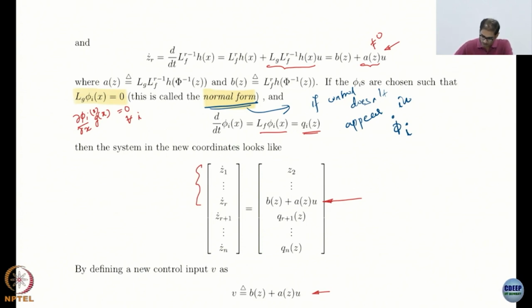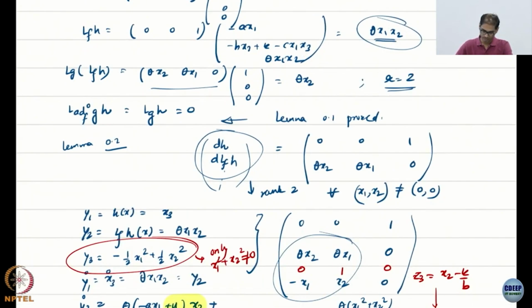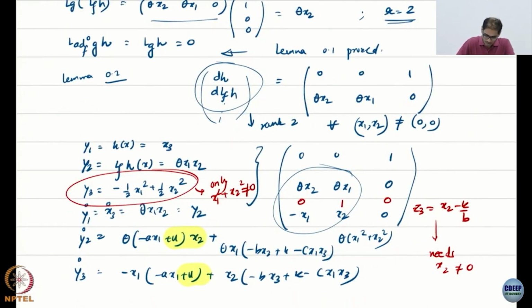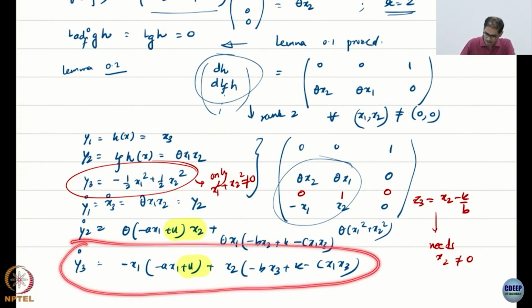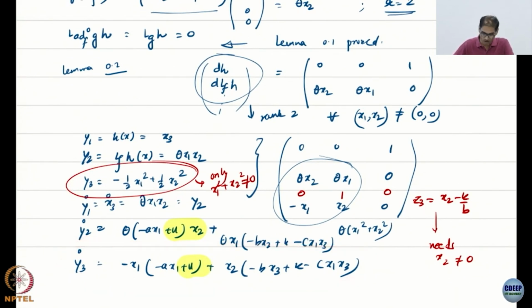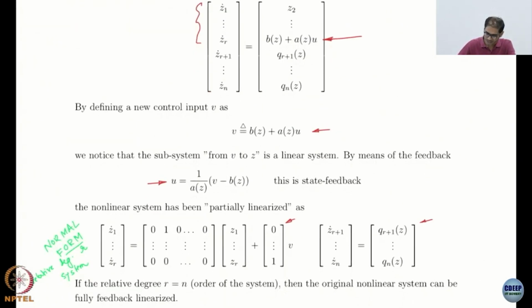Now if you go back to our example, look at this choice of y1, y2. y1 and y2 are what they are, we can't really play with them. We chose this y3. What is y3 dot? Control appears in that equation. So this choice of transformations does not give me the normal form, it just gives me a linearized form. Usually in feedback linearization, control theorists prefer to work with the normal form. Why? Because it is just nice.